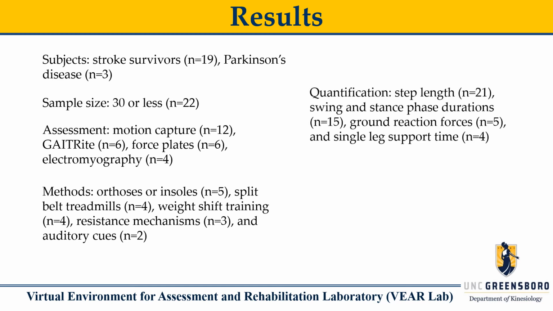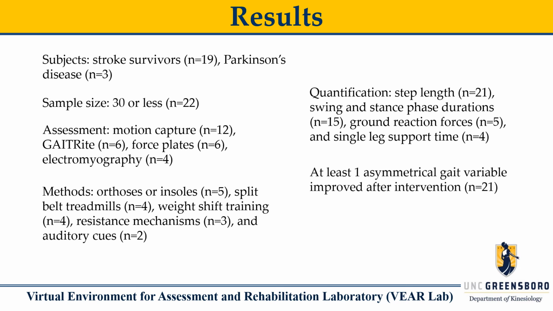The gait asymmetries were quantified by spatial and temporal asymmetry parameters such as step length in 21 of the studies, swing and stance phase duration in 15 of the studies. In 5 studies they had ground reaction force, and in 4 of the studies they used single leg support time to quantify the asymmetries. At least one asymmetrical gait variable improved after interventions in 21 of the studies.